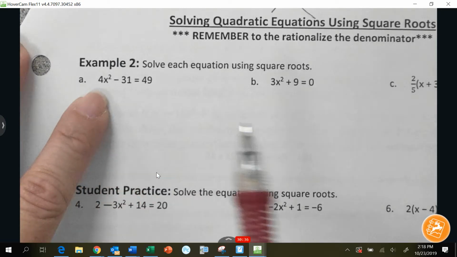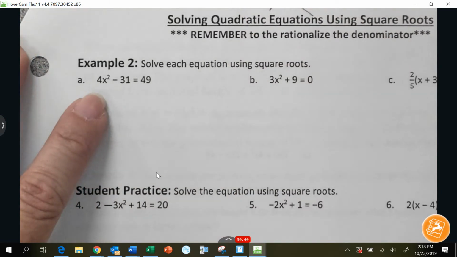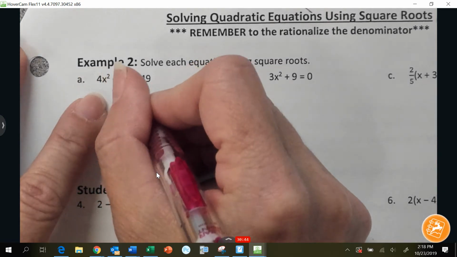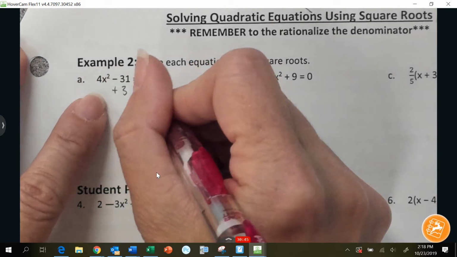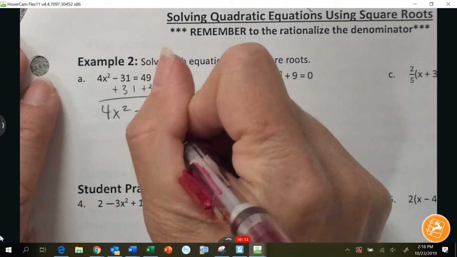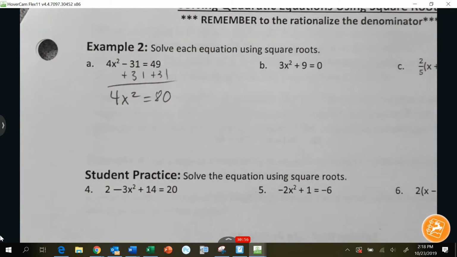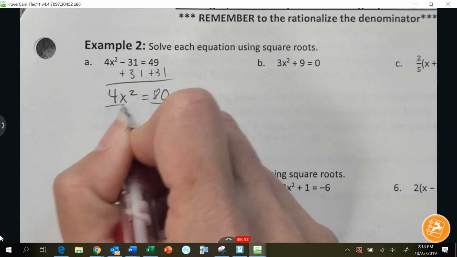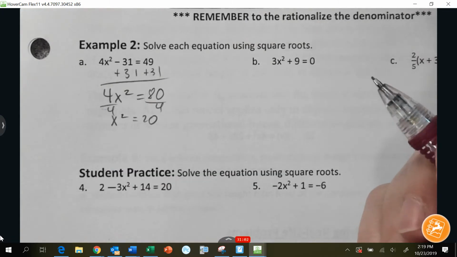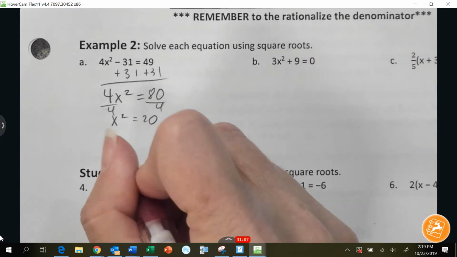Can't you just subtract 49 and make it 0? Nope. But that is something else. Can't you swap it? I'm going to add 31 instead. So I get 80, and then I'm going to divide by 4. And I get 20, and then what am I going to do? Square root. How many answers am I going to get? 2.